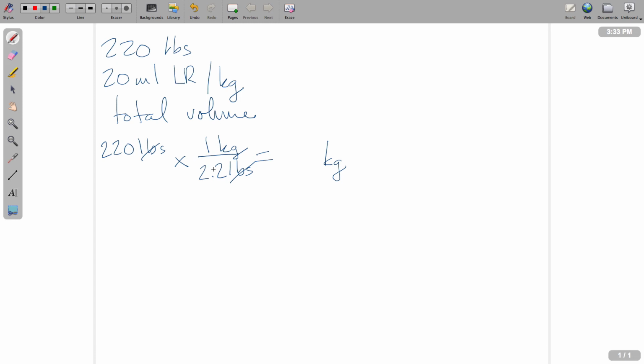So 220 divided by 2.2, easy number. You can do that in your head. If not, you can use a calculator, but we're at 100 kilograms. So this is the very first step. Now we have a patient body weight that we can work with.